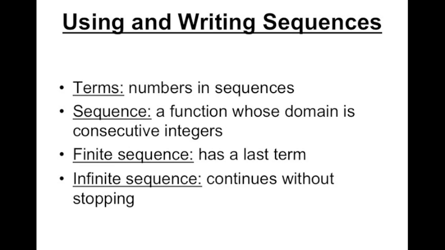So we call the numbers in the sequences the terms. So we have a first term, a second term, a third term. And those are the numbers in the sequence. A sequence is a function whose domain is consecutive integers. So what that means is we're going to have a rule that's going to look like an equation, and we're going to plug numbers in, and that's going to create the terms of the sequence. So we're going to plug in 1, and then we'll plug in 2, and we'll plug in 3, and that will create the terms of the sequence.